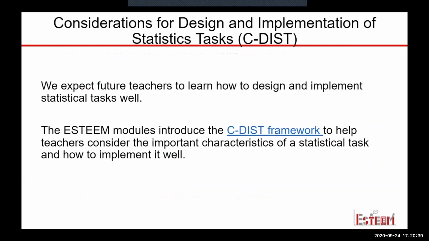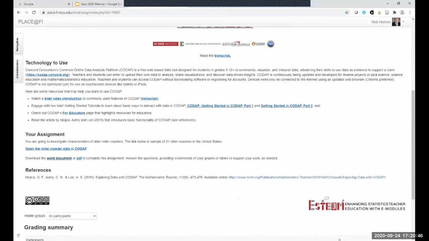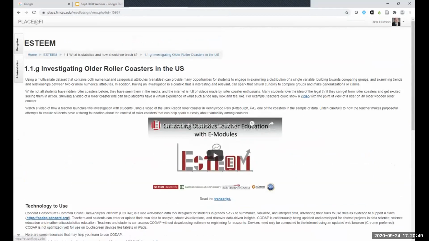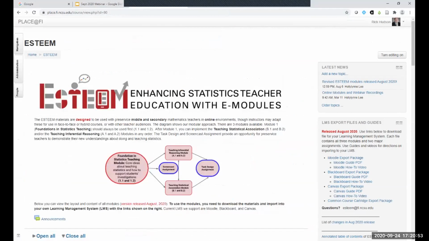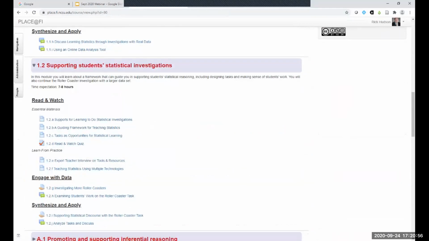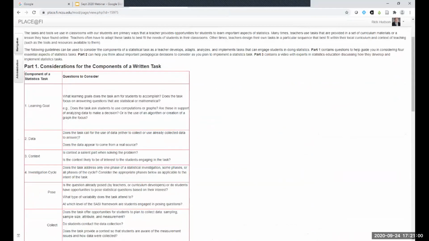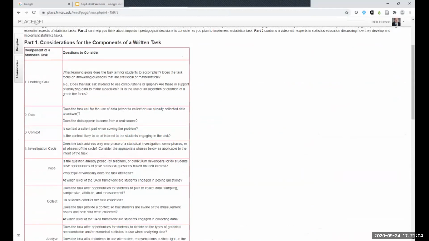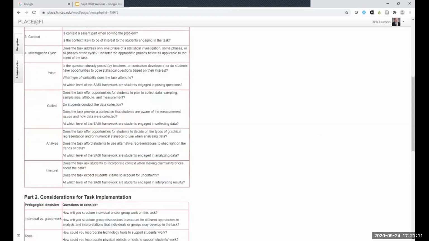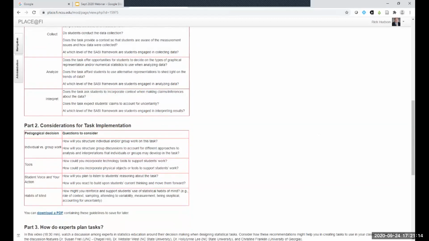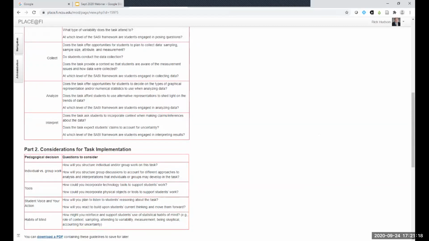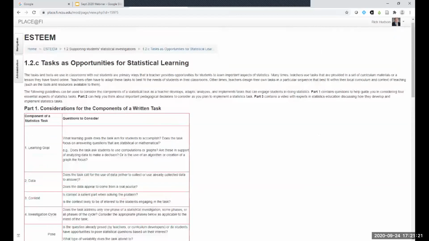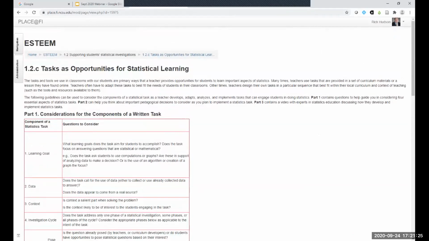All right, the last thing I'm going to discuss, and I'm just going to point you here, is the C-DIST framework. If I come out into the Moodle, it's in section 1.2.c where we start to talk about tasks. One of the big things we want our students to take away is the considerations that they need to make when they're designing a task. This gives a number of questions that pre-service teachers can think about. This is critical, especially if they do the task design assignment later on. They can refer back to these considerations. All right, I'm going to stop sharing and let someone else continue.